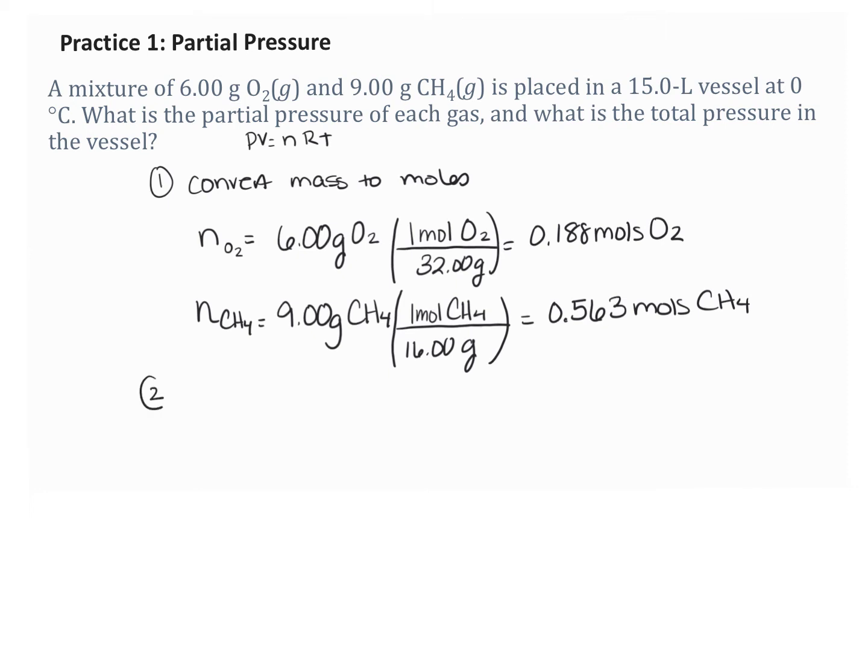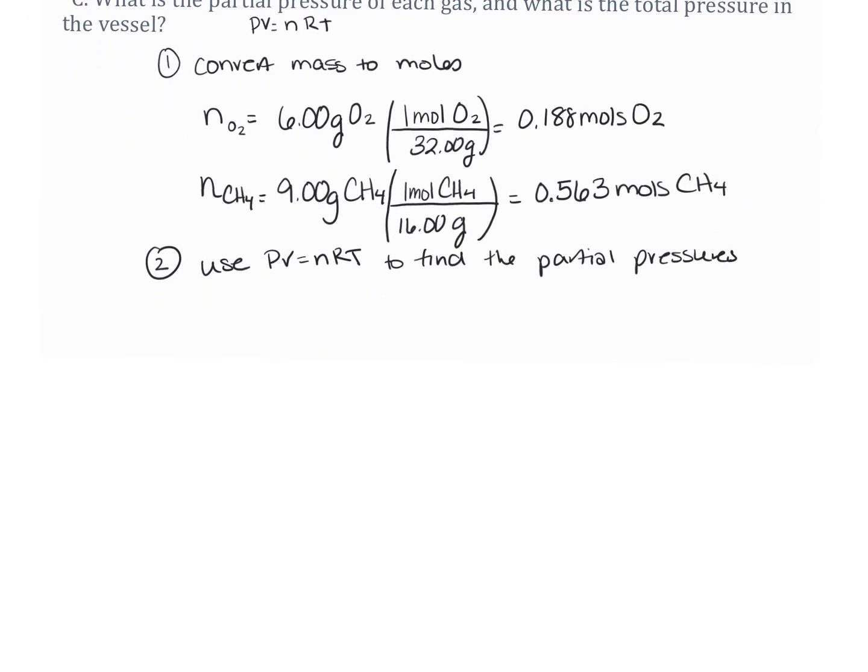Now the second step here is we need to use PV equals nRT to find the partial pressures. And so to do this, when we rearrange PV equals nRT to get the pressure, we can get the pressure of O2 equals the number of moles of O2 times RT over the volume. And so we're going to plug in those numbers.